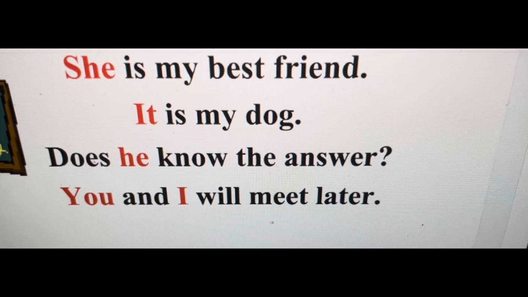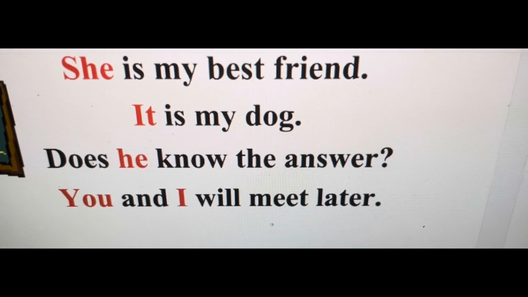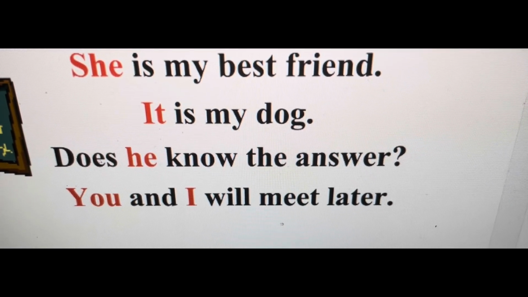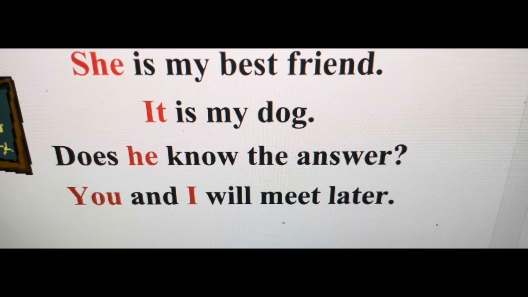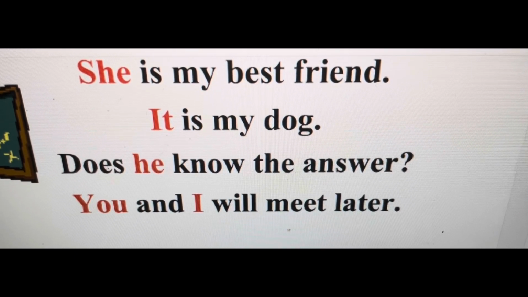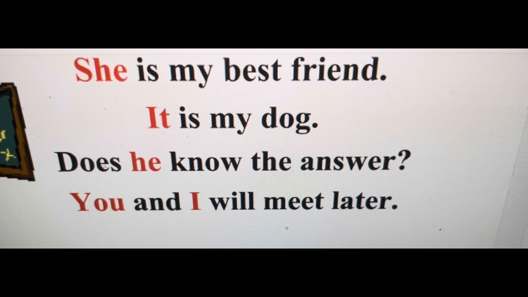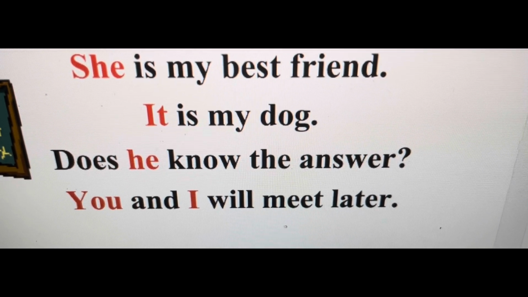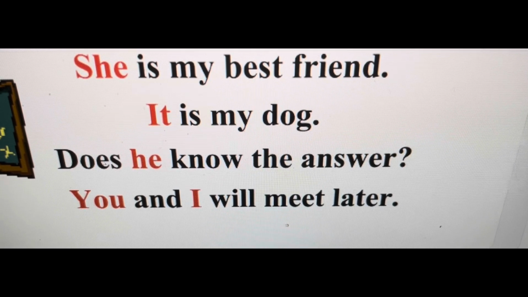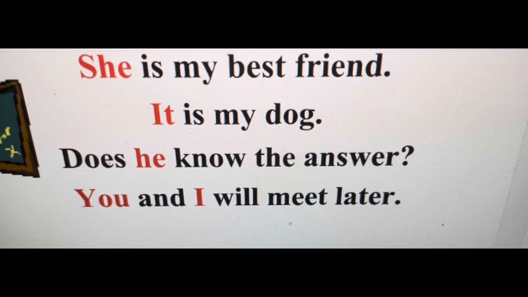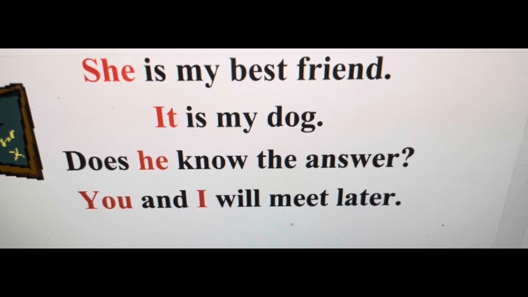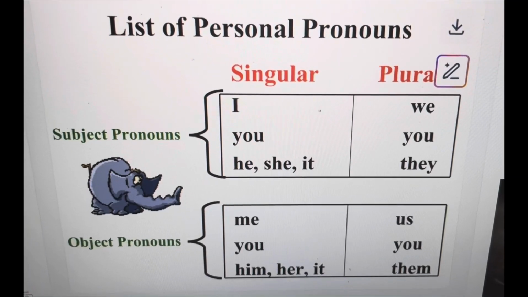Now do the more examples for a singular noun. She is my best friend. She is a pronoun. Everything written in red is a pronoun, children. It is my dog, singular. Does he know the answer? He is for a boy. It we use for a dog. She we used for a girl. You and I will meet later. You and I are singular pronouns we used in this sentence.